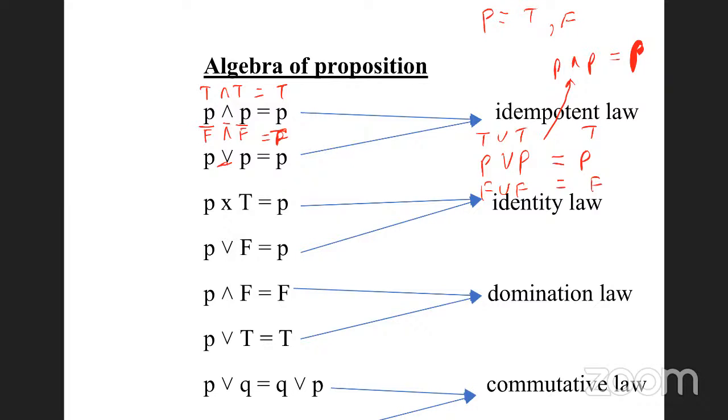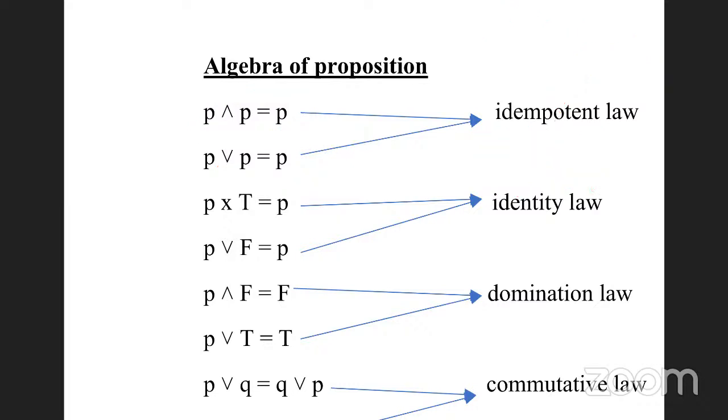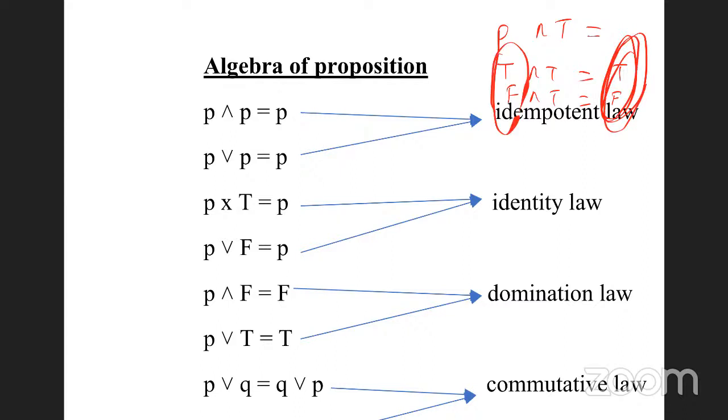right? What about one a little bit harder? What about P and true? What will the answer be? Watch: when P is true, the answer is true. When P is false, the answer is false. So therefore, this is dependent on this. That's okay? So P and true will always be P. All okay with that?